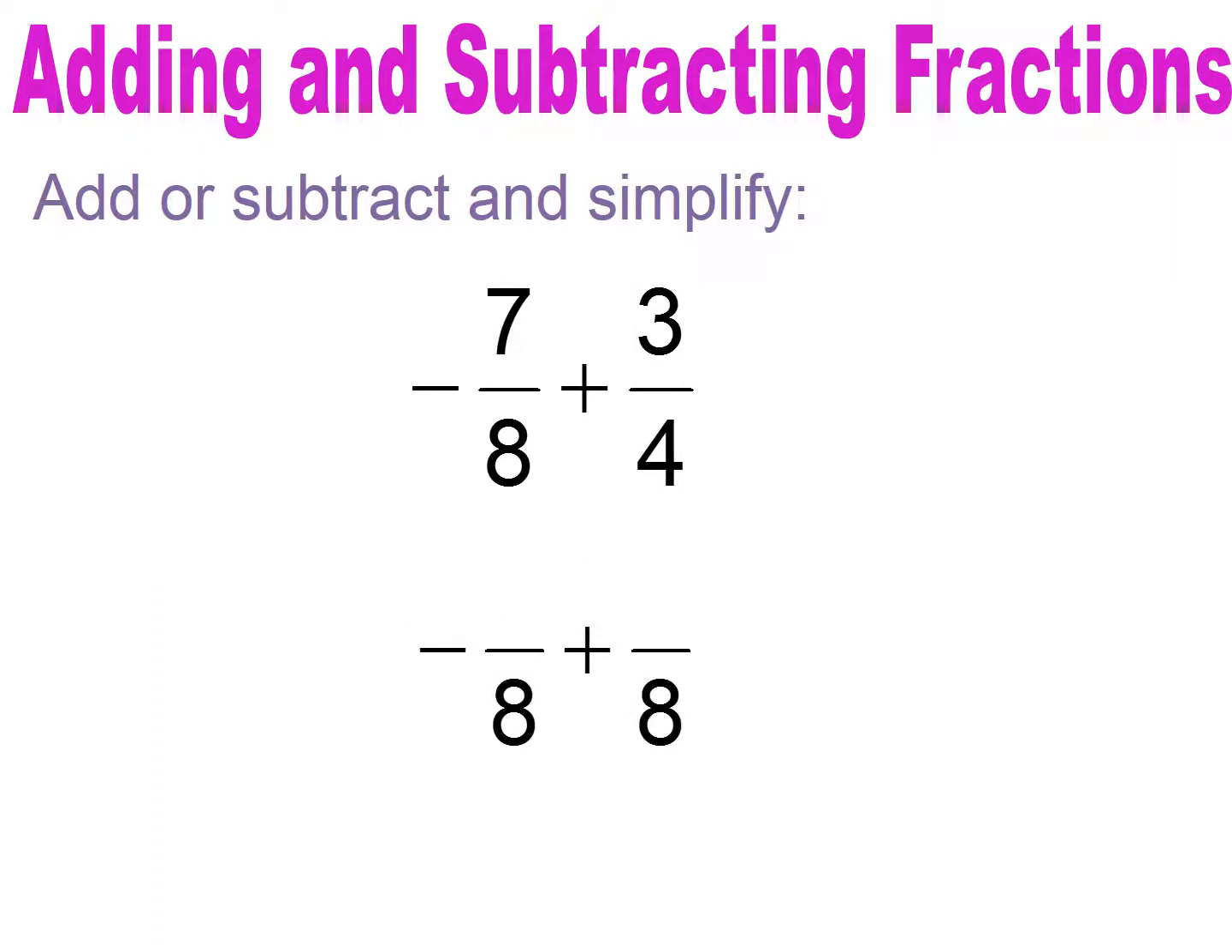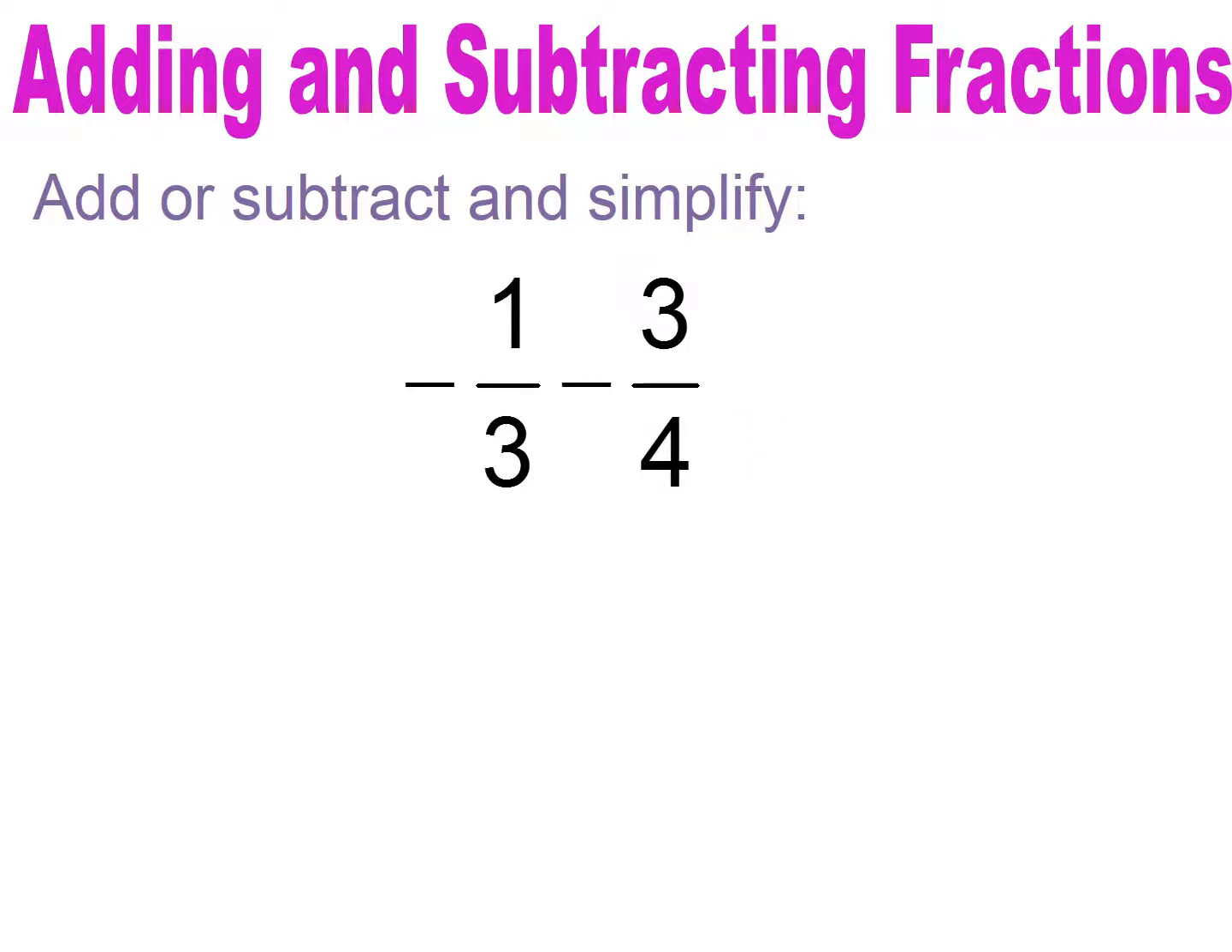Again, 4 divides into 8. So 8 would be my least common multiple. Be careful of signs here. I have different signs. The first fraction I do not need to convert. The second fraction I'm multiplying the top and the bottom by 2. So I end up with negative 7/8 plus 6/8. Different signs mean I'm subtracting and keeping the sign of the higher number. So I end up with a negative 1 over 8. Pause and try.